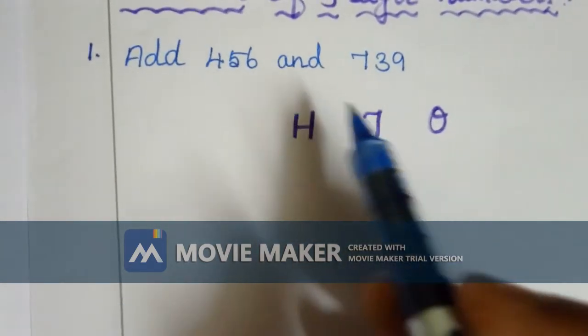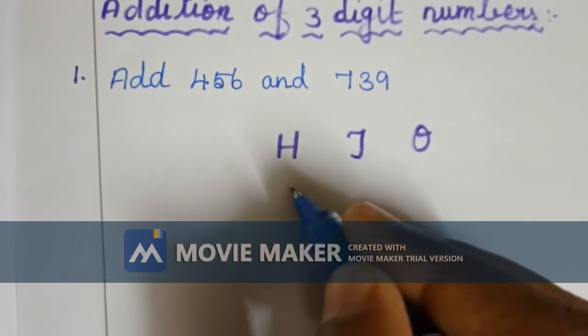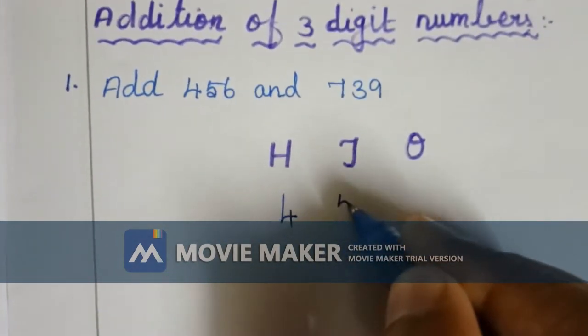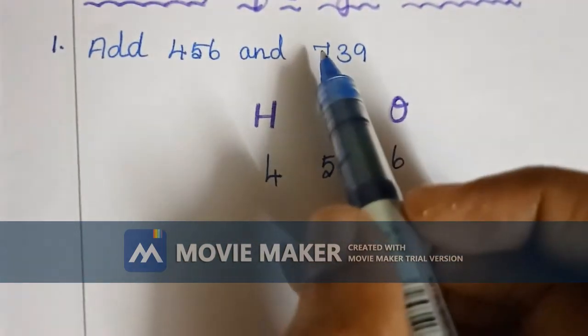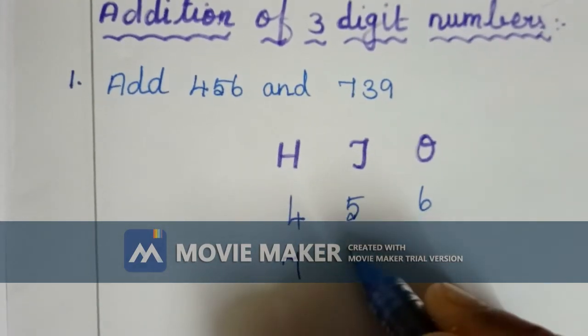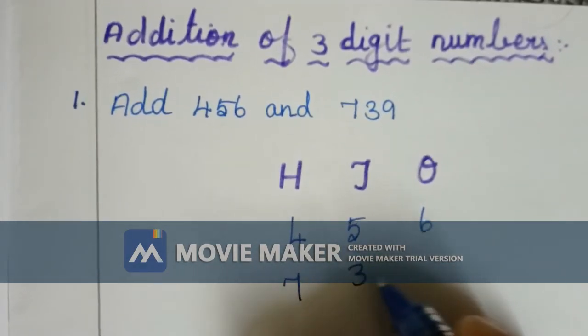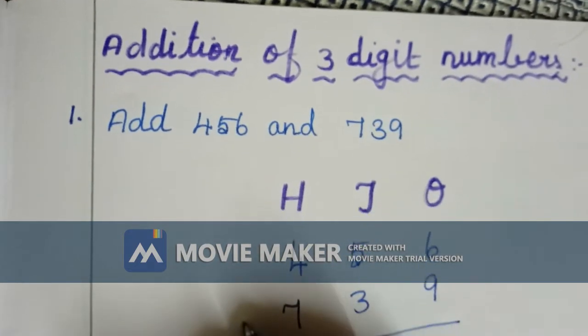For 456, there are 4 hundreds, 5 tens and 6 ones. And for 739, 7 hundreds, 3 tens and 9 ones. The addition symbol is plus.